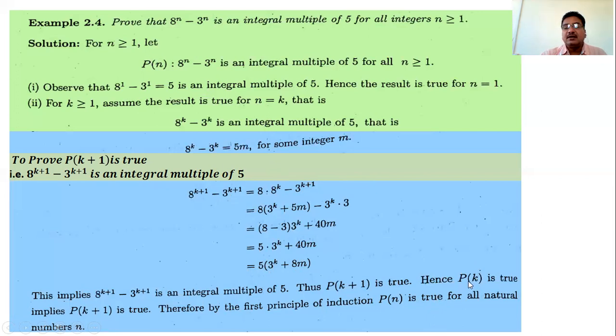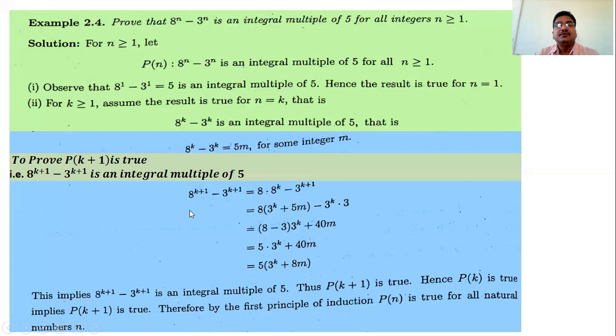Hence what is the second step? Hence pk is true implies pk plus 1 is true. This is the second step: if pk is true, then pk plus 1 is also true, and therefore by the first principle of mathematical induction we say pn is true for all natural numbers.